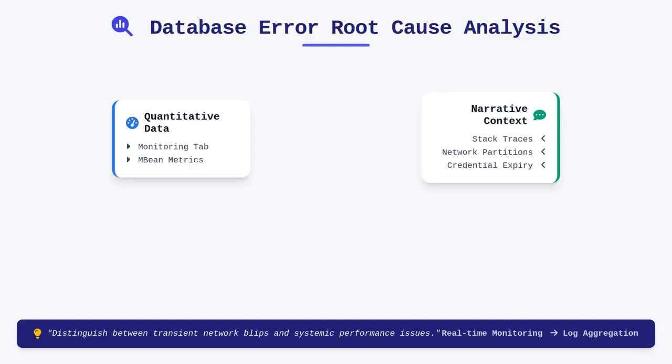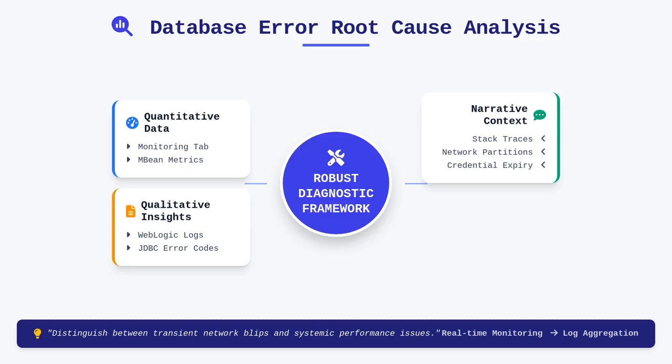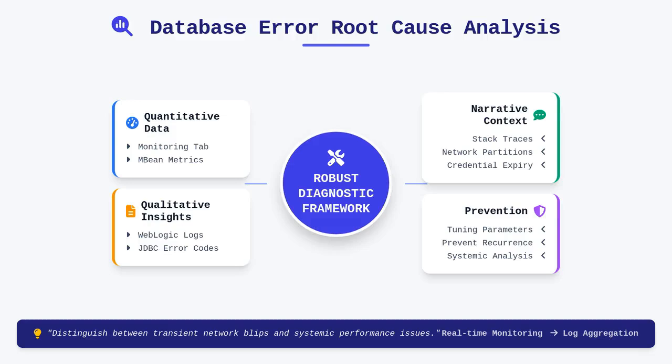By combining quantitative data from the Monitoring tab with the qualitative insights from your server logs, you create a robust diagnostic framework. This dual-faceted approach ensures that you are not just reacting to performance degradation, but also gathering the necessary telemetry to prevent recurrence by tuning your infrastructure parameters accordingly.